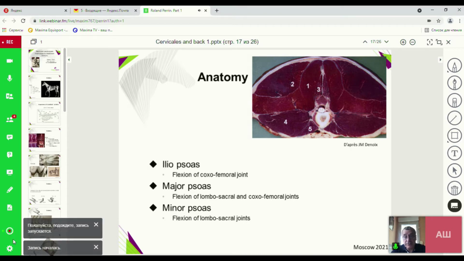You have the major psoas, which helps with flexion of the lumbosacral and coxofemoral joint. And you have the minor psoas, which helps with the movement and flexion of the lumbosacral joint. So the psoas are very important for that.